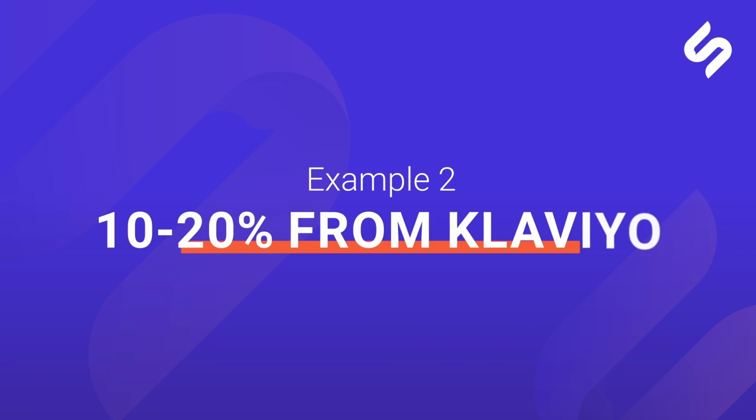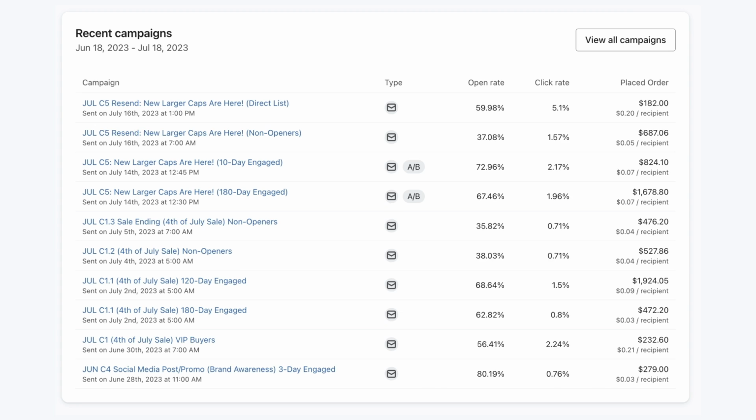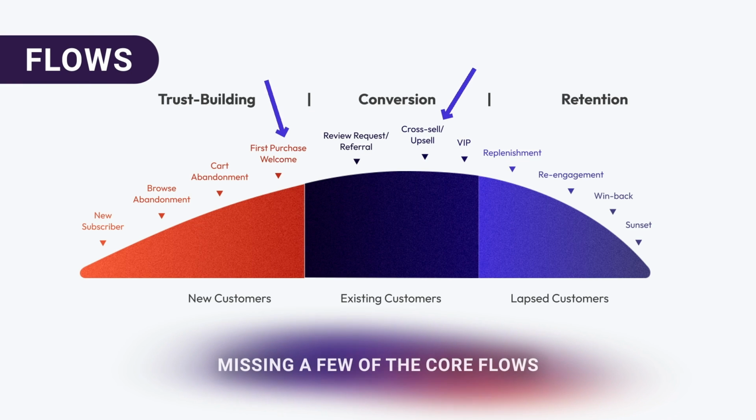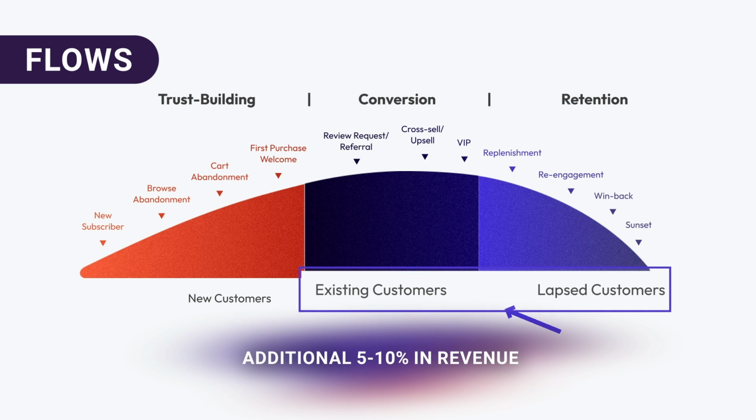Example number 2, accounts that are making anywhere between 10 to 20% in revenue from Klaviyo. This account here has the same 3 core flows, but it also sends campaigns frequently. Flows. As I said, they're missing a few of the core flows, and they could add some advanced flows that could potentially add an additional 5 to 10% in additional monthly revenue.